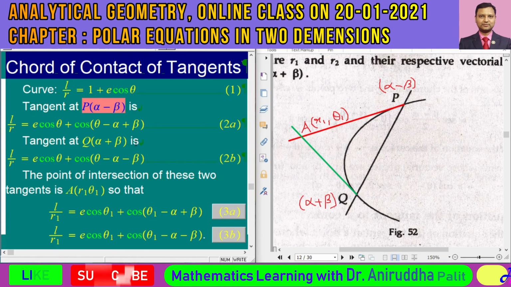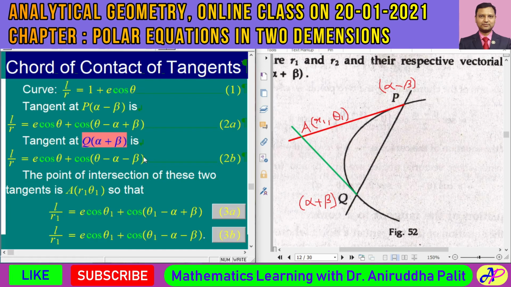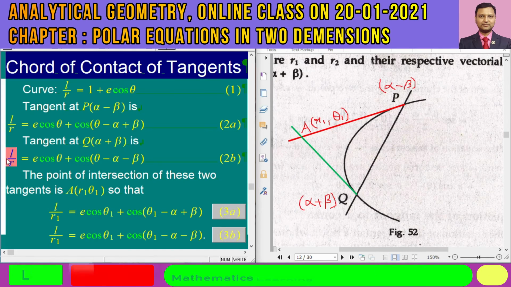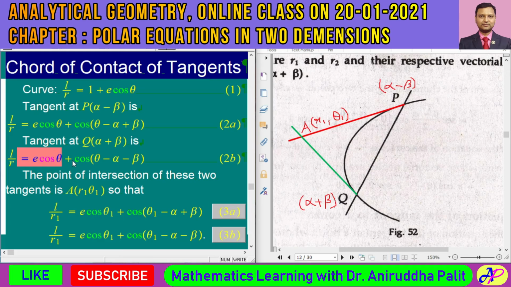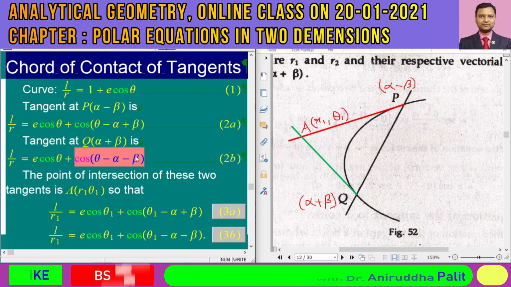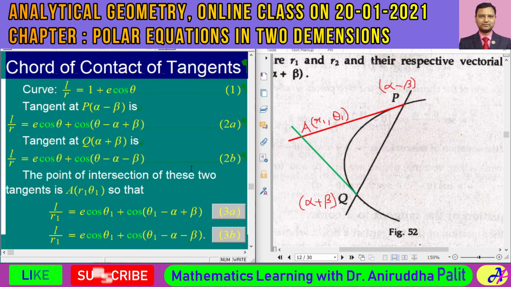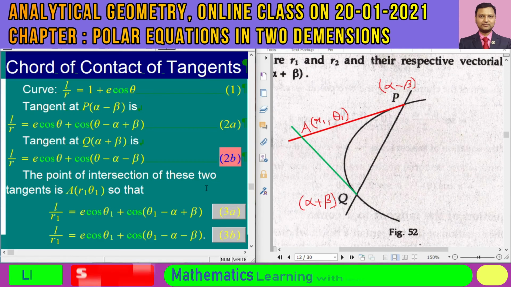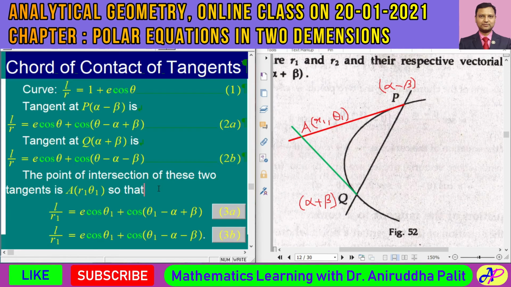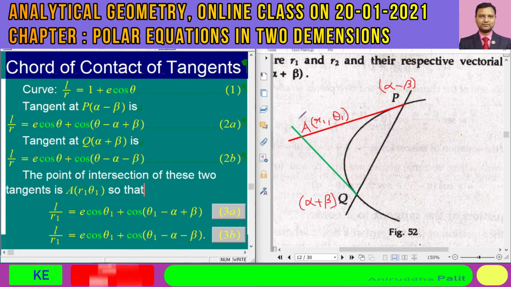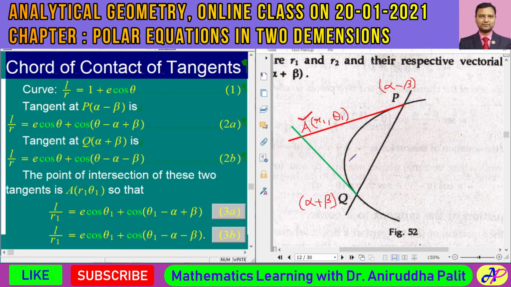Similarly, the equation of the tangent at the point Q would be L by R is equal to E cos of theta plus cos of theta minus alpha plus beta. Let us denote them by equation number 2a and 2b. Now, in this point capital A, let us consider that R1 and theta 1 be the coordinates, the polar coordinates of the point capital A.